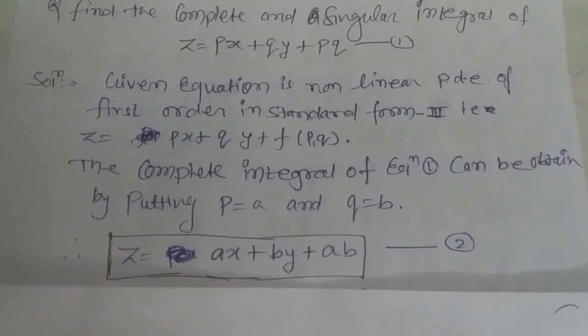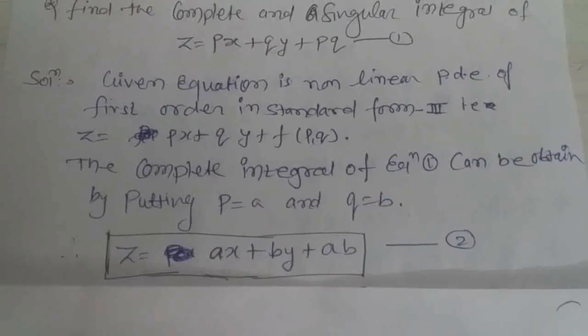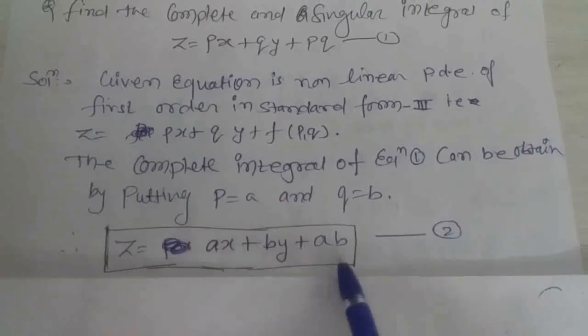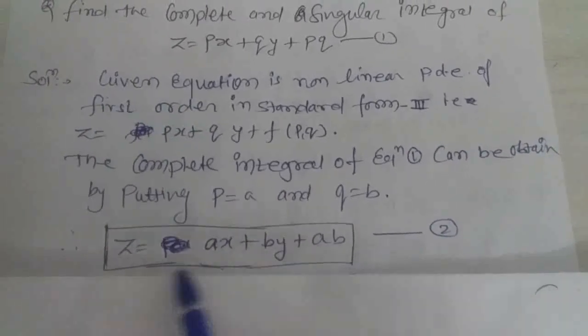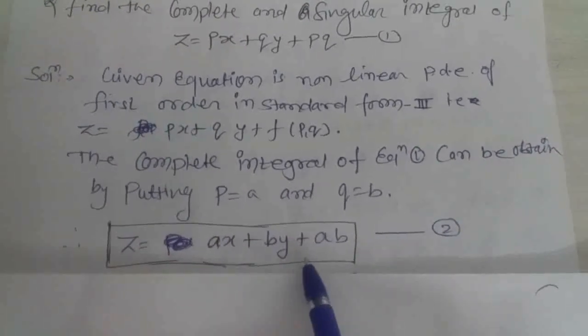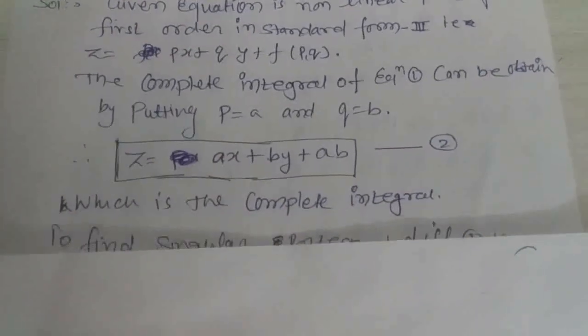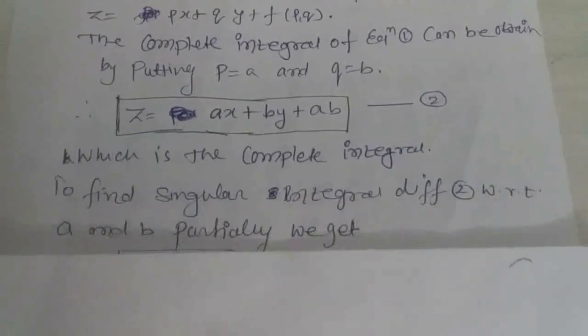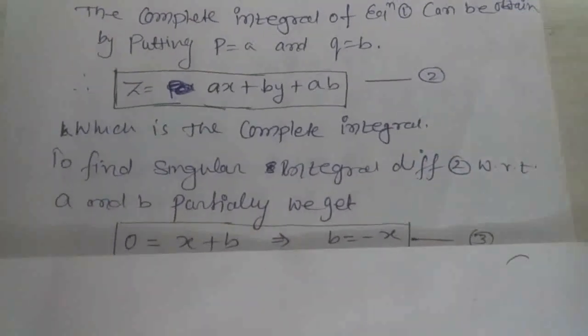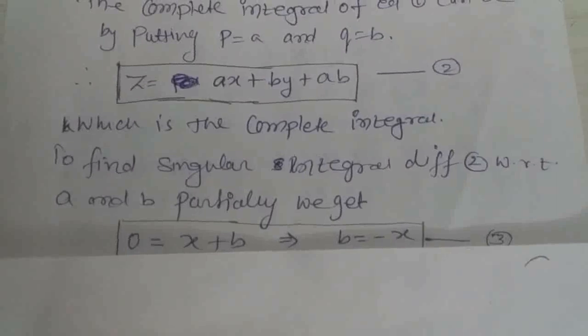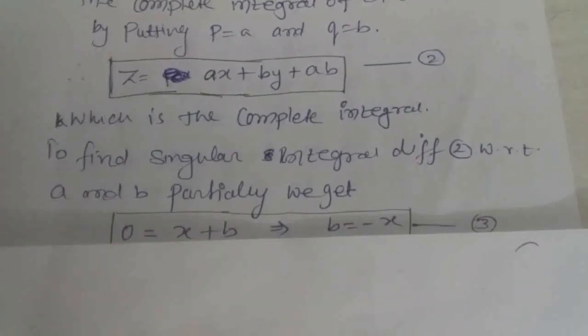Now in order to find the singular integral, we have to differentiate partially this complete integral with respect to a and b. So first we differentiate the complete integral, that is equation 2, with respect to a partially.